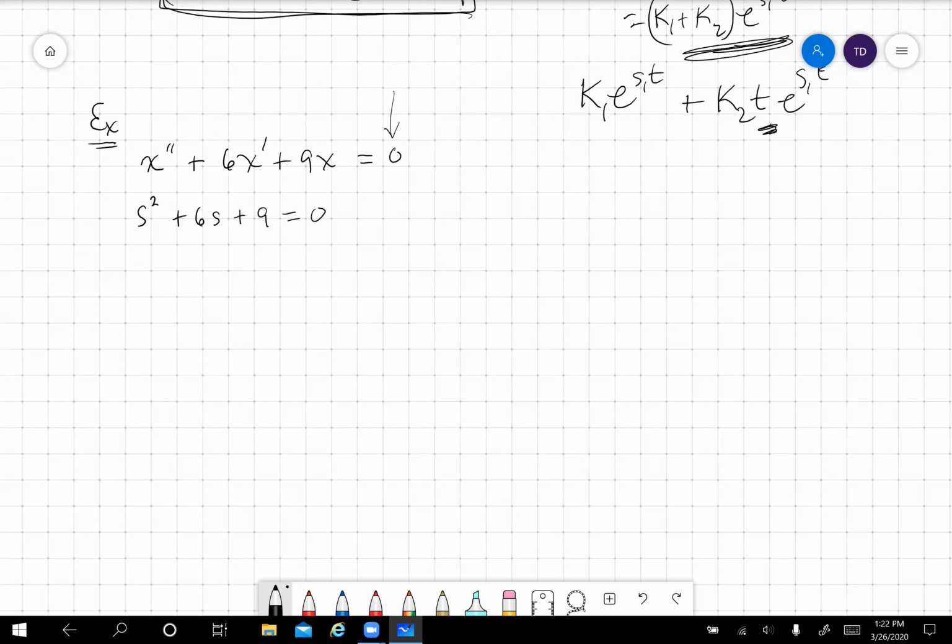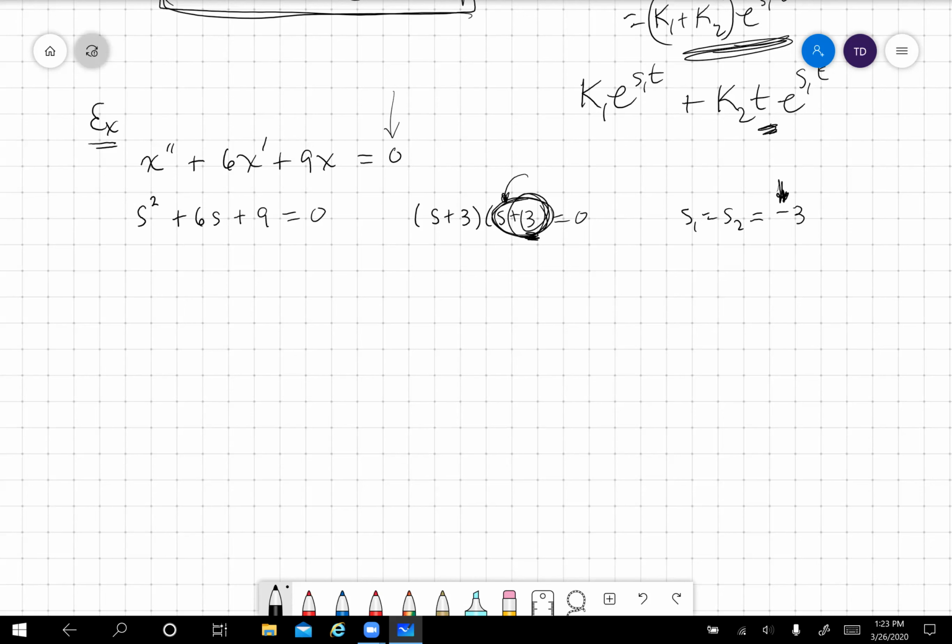And this is s plus 3 squared equals 0. Oh, my goodness, real repeated roots. S1 equals S2 equals -3. Don't forget this, by the way. This is always the negative of what we get over here. It's the value of S that causes the whole term to be equal to 0. That's why it's negative. Don't forget that. -3 is what causes it to be 0.